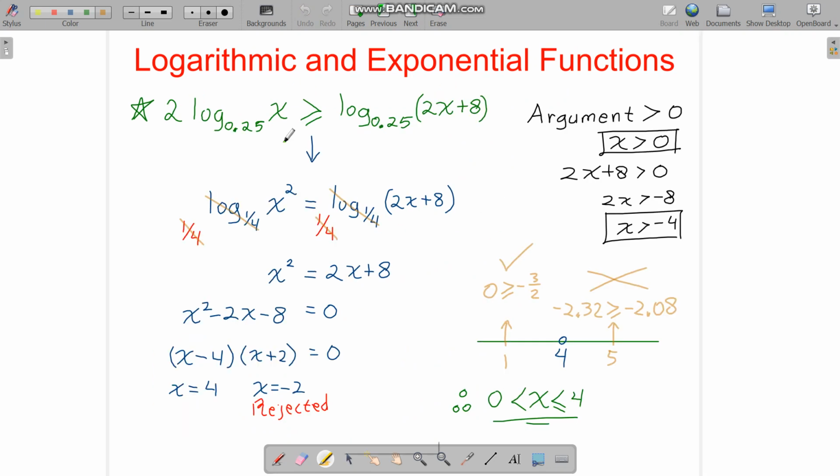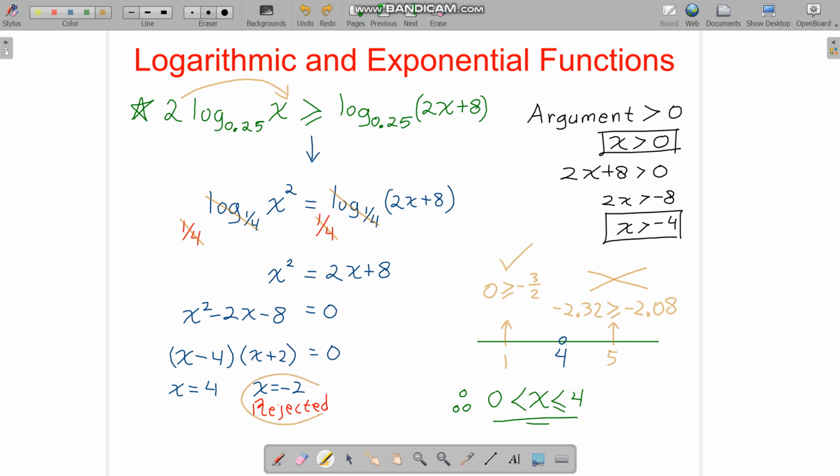Now we have this logarithmic inequality. So first of all, you can move the 2 here, so it's now x squared, and 0.25 is the same as 1/4, so we can just write it down as 1/4. And this is an equation. Now we raise both sides with the base 1/4, cancel out, and so we have only x squared equals 2x plus 8. Move everything to the left, factorize, and we get possible values of x.